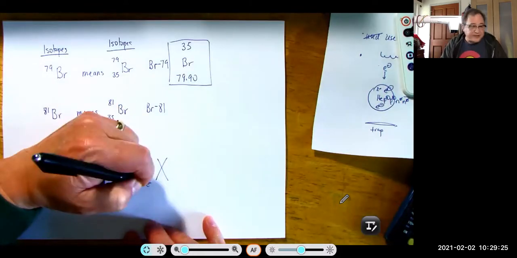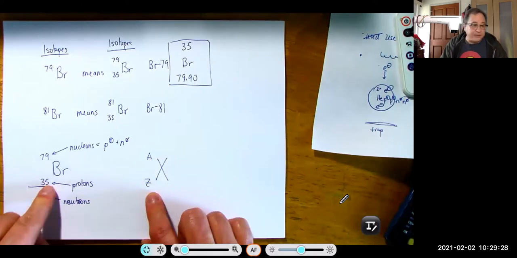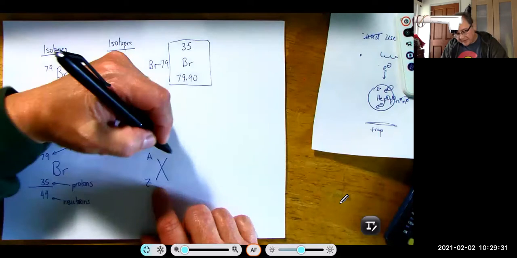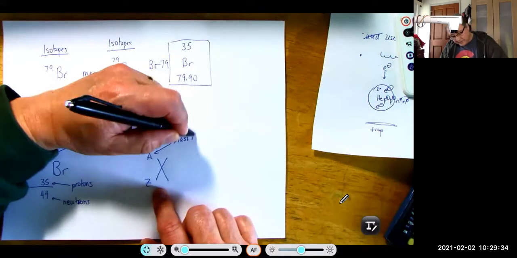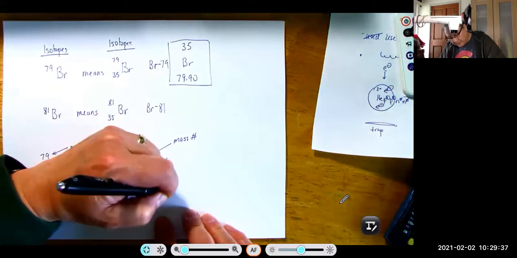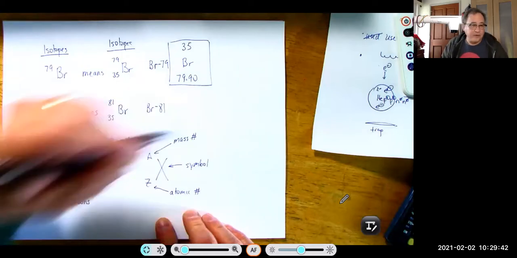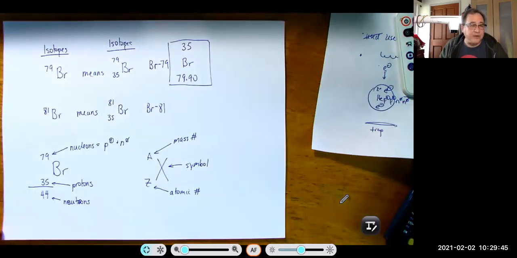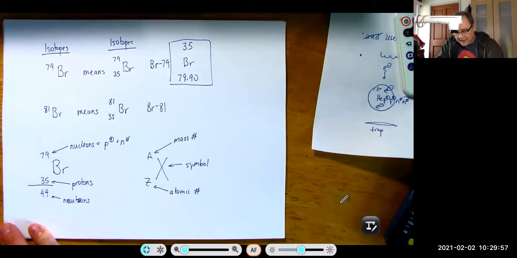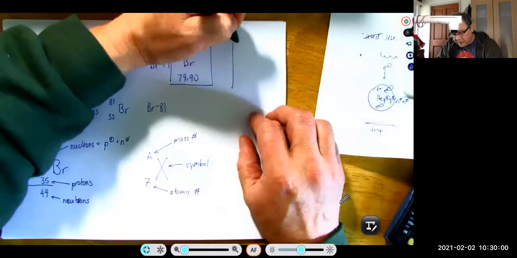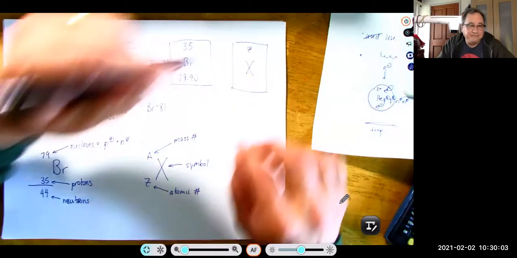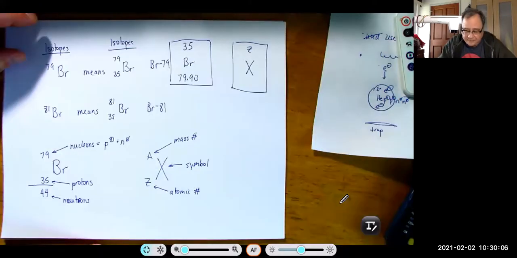Now, this is the standard method of writing the symbol of an isotope. This is called the mass number. This is called the atomic number. And this is the symbol. So the mass number is the number of protons and neutrons, so it's either 1, 2, 3, 4, 5. Z is the atomic number, and in an elemental symbol, you find Z right there at the top. That's how many protons that element has, 35.